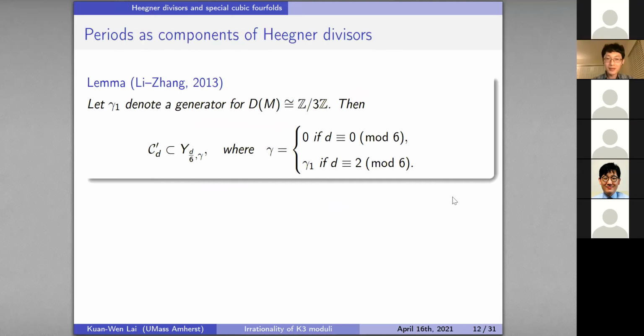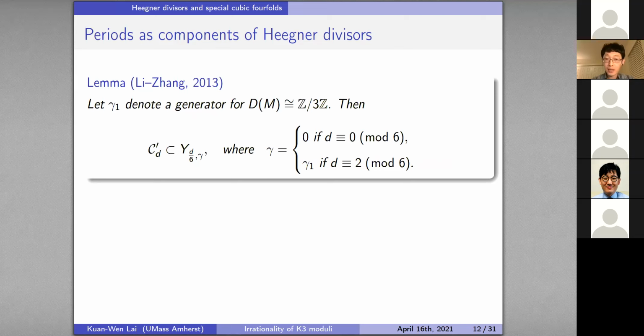Okay, so here's a lemma proved by Li Zhiyuan and Zhang Letao in 2013. If we denote by gamma 1 a generator for the discriminant group, then we have the following relation. CD prime will be a component of this Heegner divisor, Y d over 2 and gamma, where gamma will be the 0 element in the discriminant group if d is congruent to 0 modulo 6, and gamma will be the same as gamma 1, the generator, if d is congruent to 2 modulo 6.